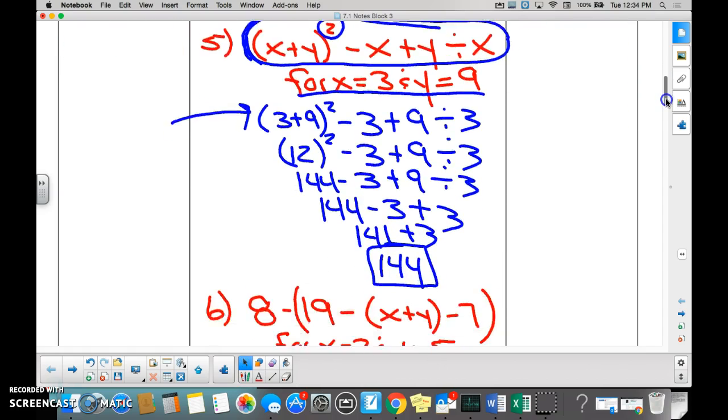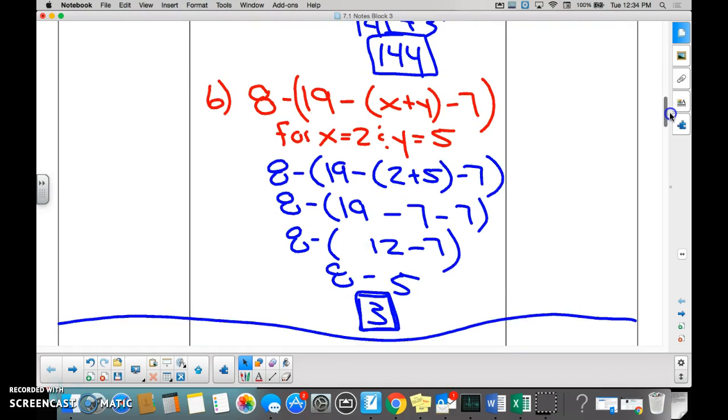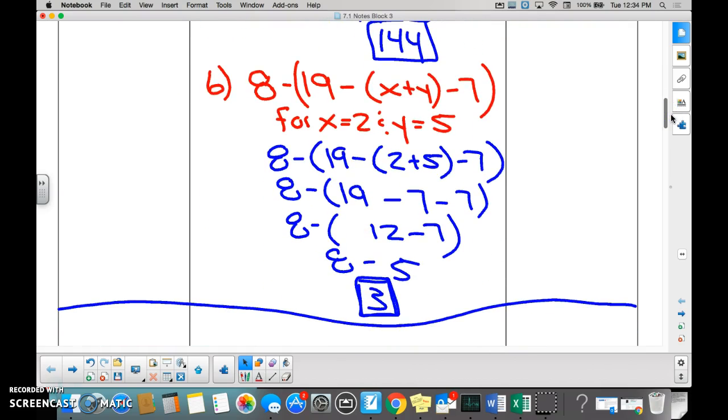And then the last problem, number 6, is a great example of nested parentheses. I think Lincoln solved this one for us. Here is the problem with all the numbers plugged in. The very first thing Lincoln did was 2 plus 5, which was our 7, and then he filled in the rest of the problem and solved using order of operations. Questions?